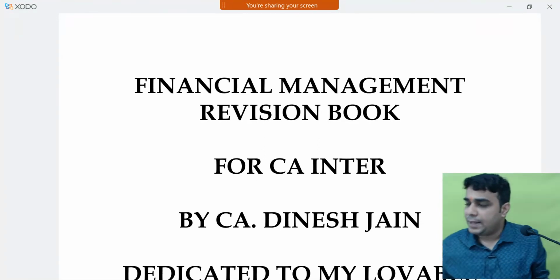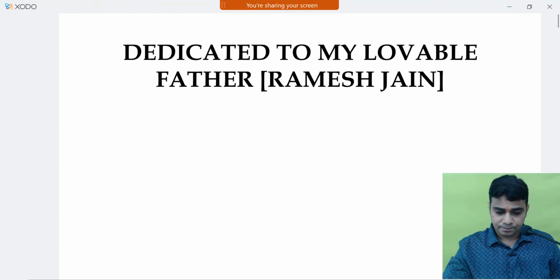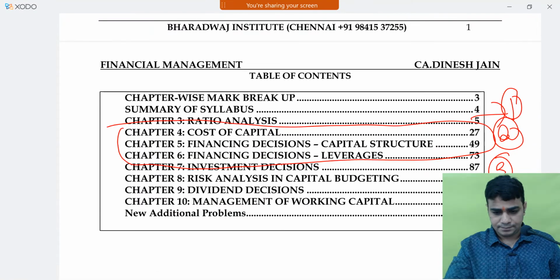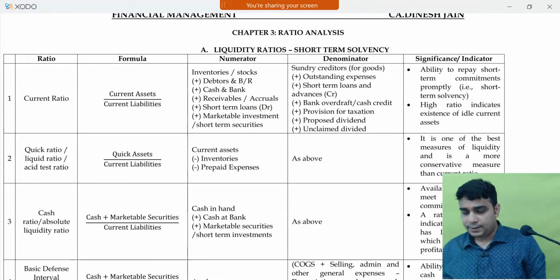It's a fairly simple area, a purely format-driven area. Go through ratio analysis. Multiple formulae will be there. Go through that.